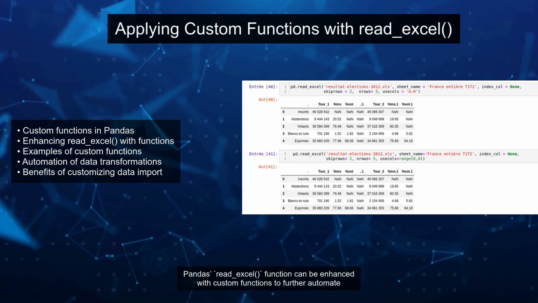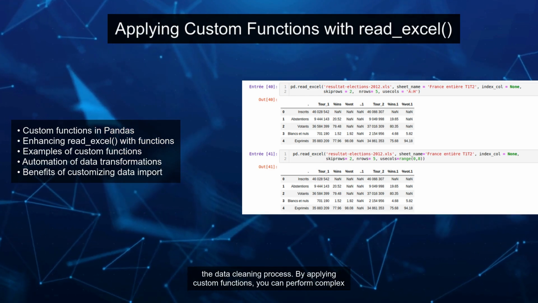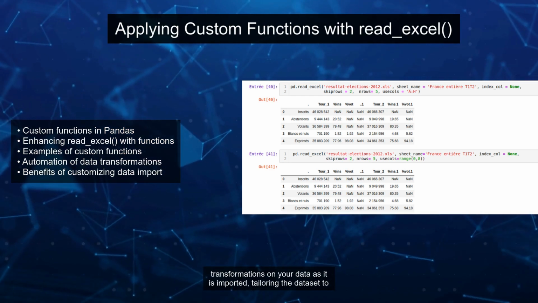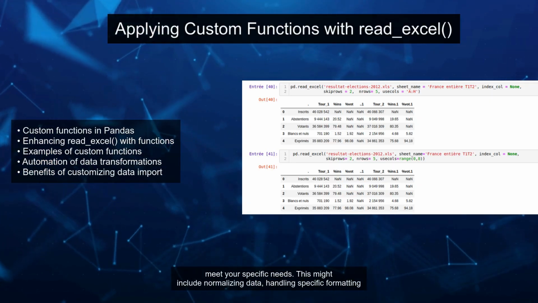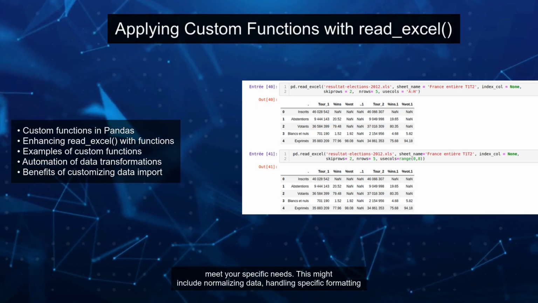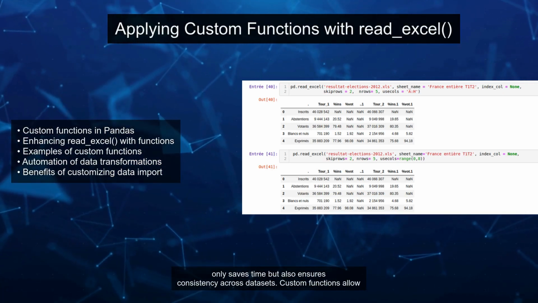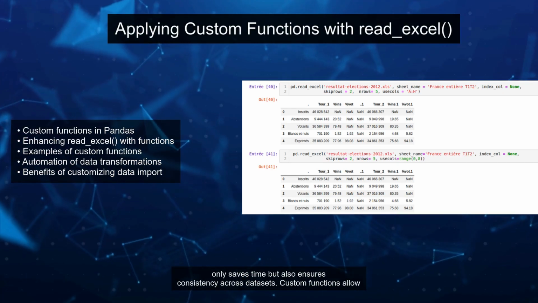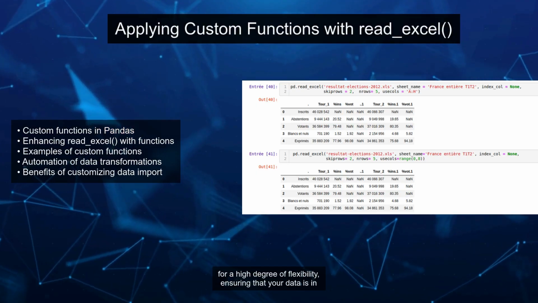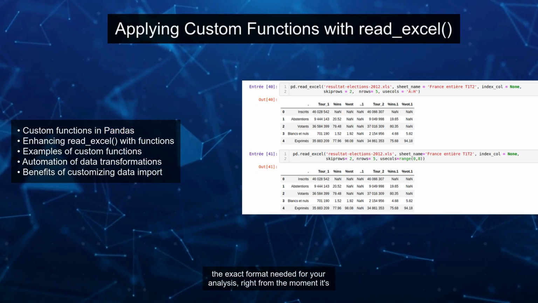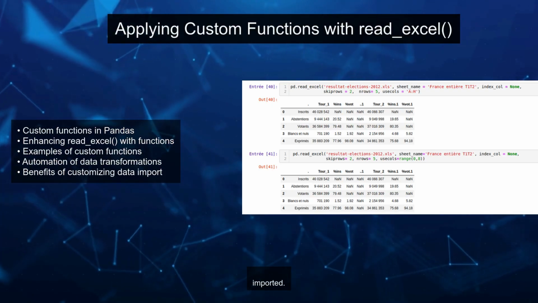Pandas' read_excel function can be enhanced with custom functions to further automate the data cleaning process. By applying custom functions, you can perform complex transformations on your data as it is imported, tailoring the dataset to meet your specific needs. This might include normalizing data, handling specific formatting issues, or applying domain-specific transformations. The ability to automate these processes not only saves time but also ensures consistency across datasets. Custom functions allow for a high degree of flexibility, ensuring that your data is in the exact format needed for your analysis, right from the moment it's imported.